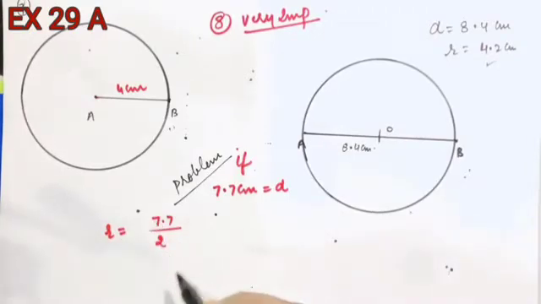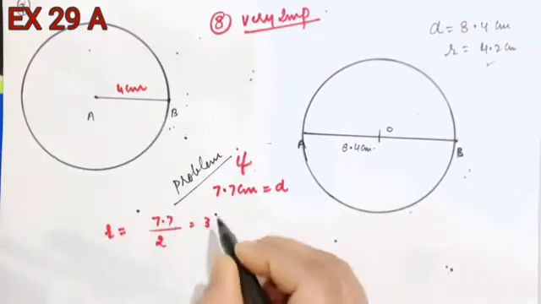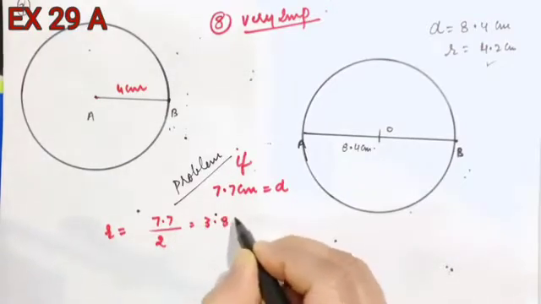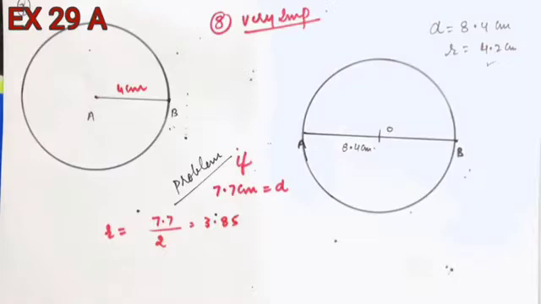You will get 2 how many times? 2 3s are 6 and 2 8s are 16. Okay? 2 5s are 10. We are getting 3.85. So when we get 3.85 here, how are you going to take it? This is a big question. So in that case, what do we do?